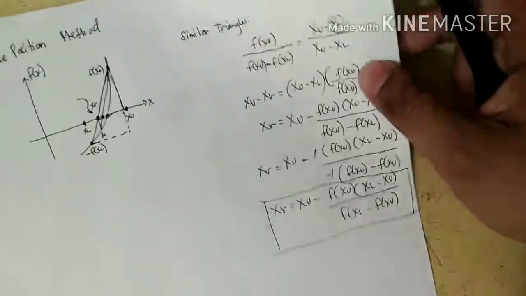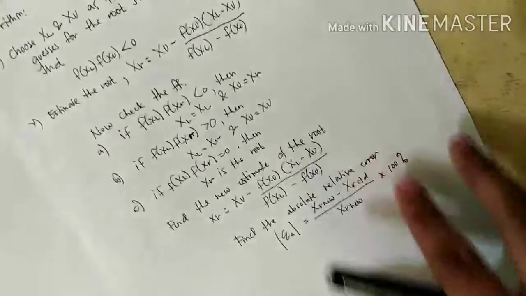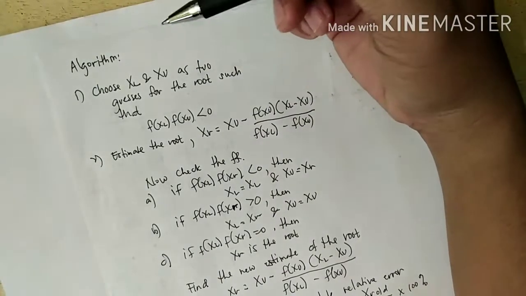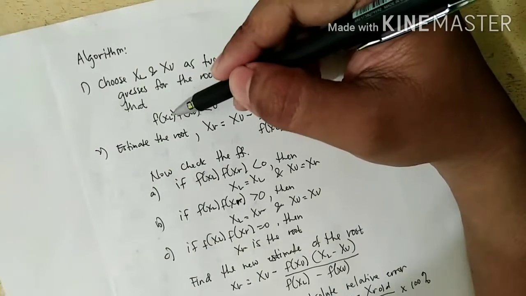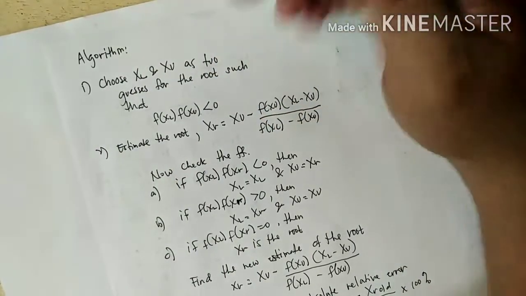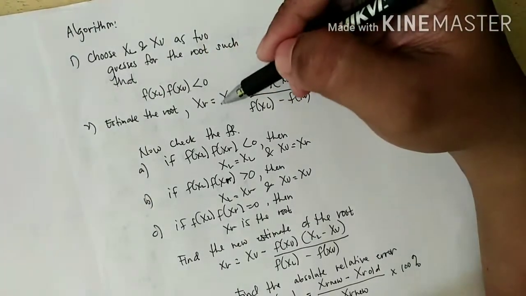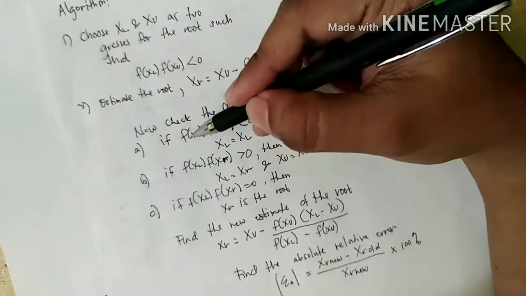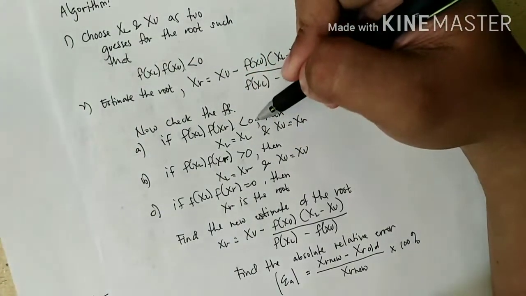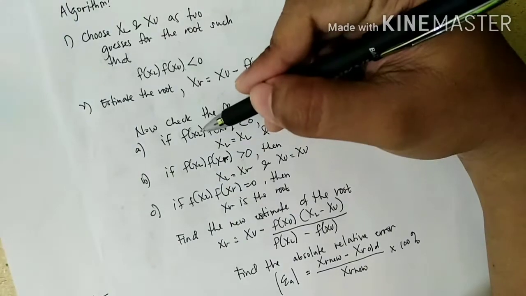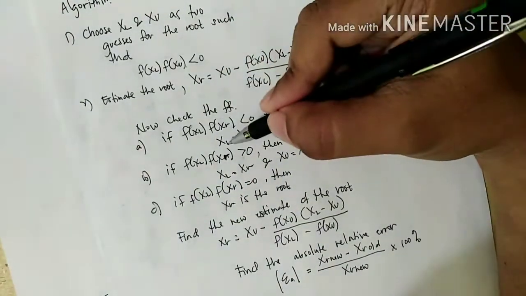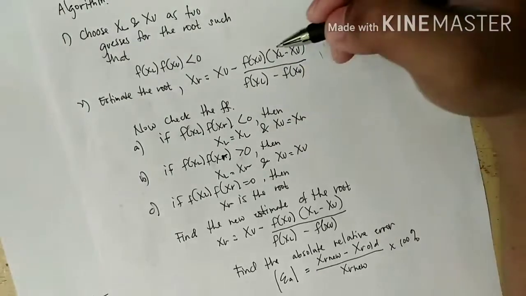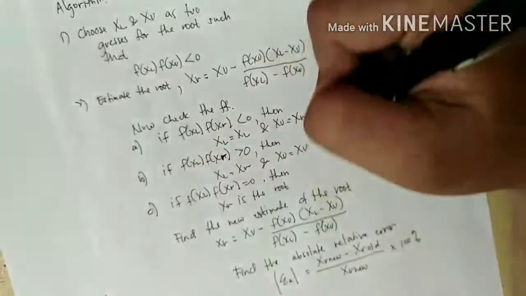Like the bisection method, we are going to have an algorithm. First, choose XL and XU, the same as in the bisection method, and the product of the y values at XL and XU should be less than 0 in order to find the root. Then find the estimate of the root using the formula, and check if f of XL times f of XR is less than 0. If it is less than 0, there's a root between these two values, so XL stays XL and XU becomes XR. This is the same as the bisection method.